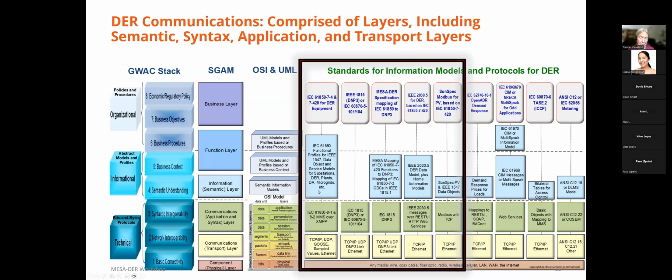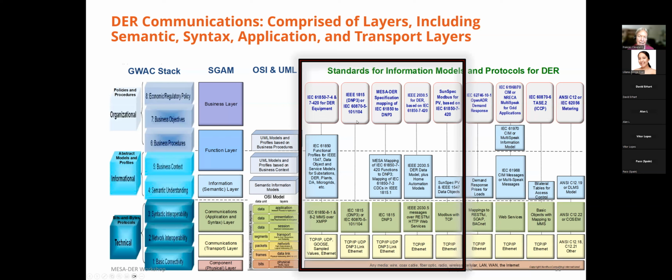But then above that are these information models. This is really an important concept, that you have to have a data model to say what it is. Is this a voltage measurement? Is this a frequency measurement? Is this enabling a volt-var function? What does it mean? And this is where, as you can see, the protocols in this group have some kind of information model associated with them, except for DNP3.